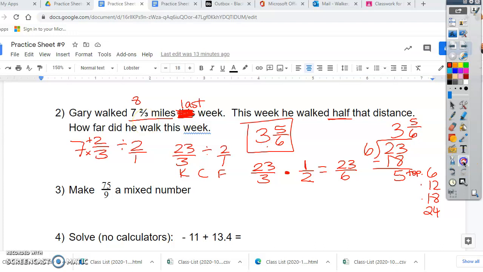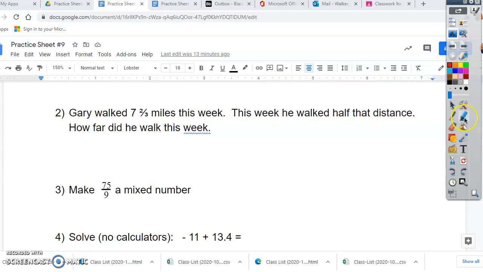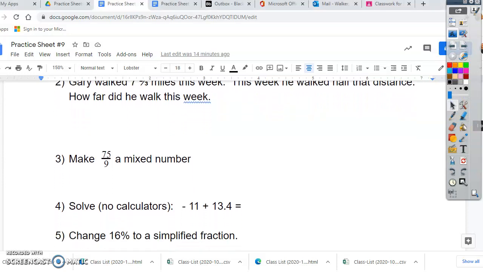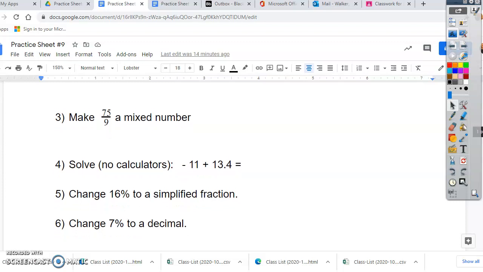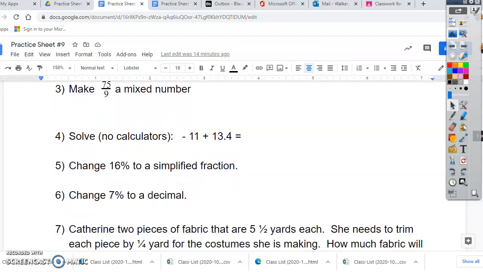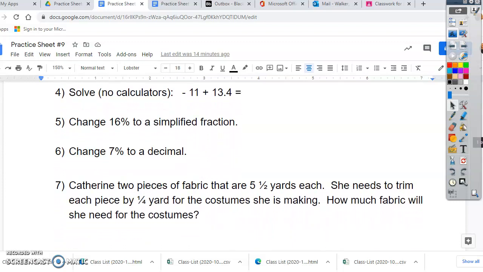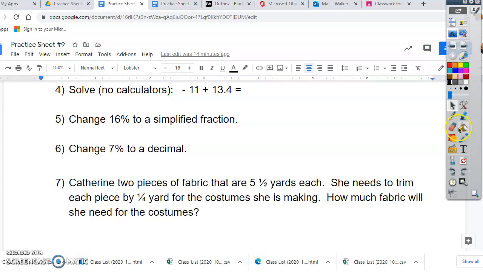Number 3. I'm going to let you do number 3 by yourself. We have been doing that one over and over, and we just did it on this problem. Number 4, I'm going to let you do by yourself. 5, I'm going to let you do by yourself.